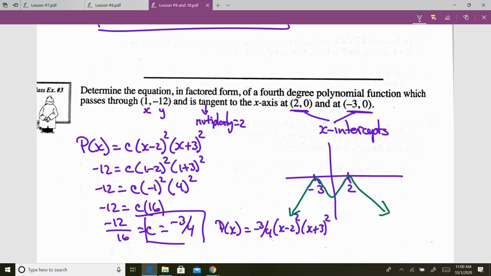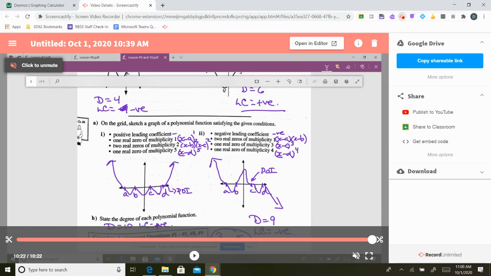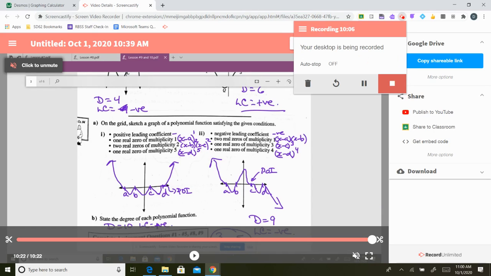Let's do 1 to 4, please, and then we will do the last bit of this lesson.